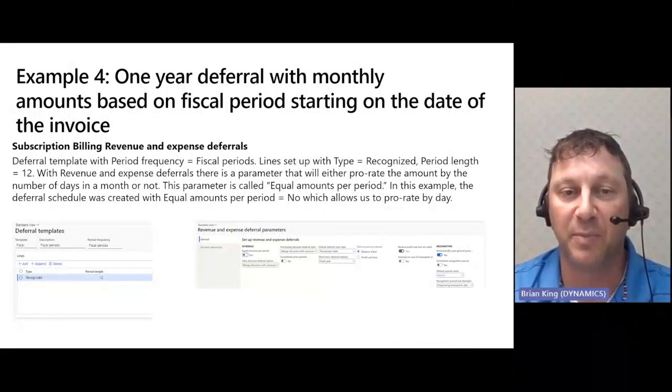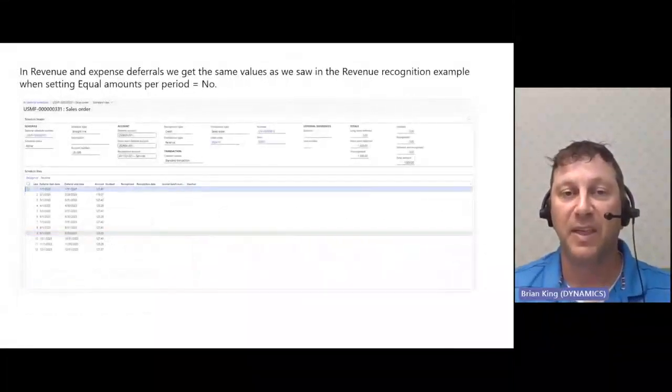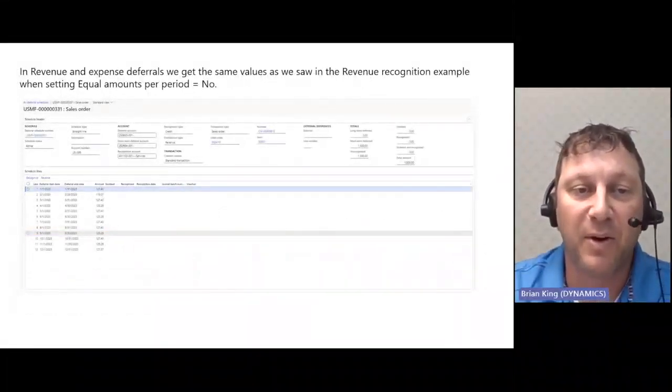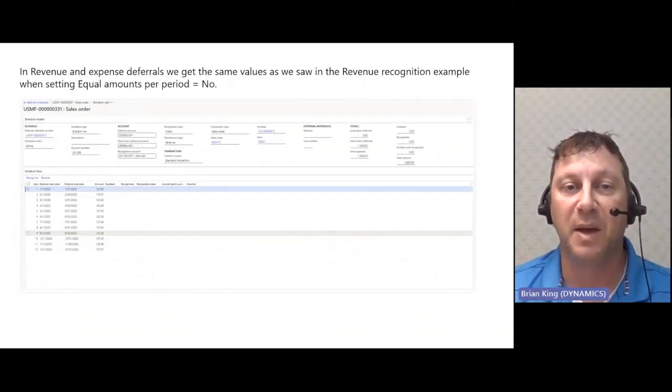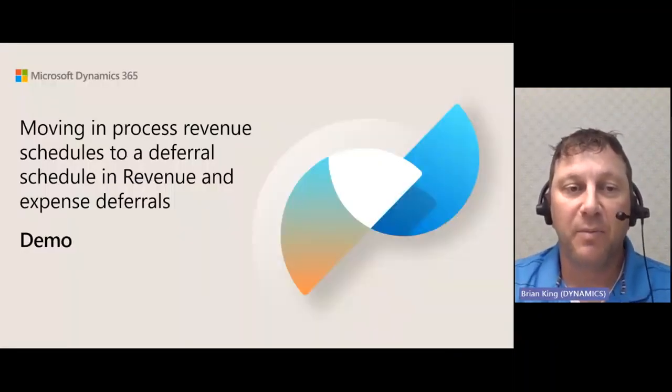So we want 12 fiscal periods in this case. We didn't mark equal amounts per period, so we don't want that to be equal each period. We want it to be prorated by day, so our results will be based on that particular amount. When we see the results on the next slide, we'll see that we vary by month as far as the number of days in each month, because that parameter was off, but we're basing this on the fiscal period setup. So now we're going to move into our demos.